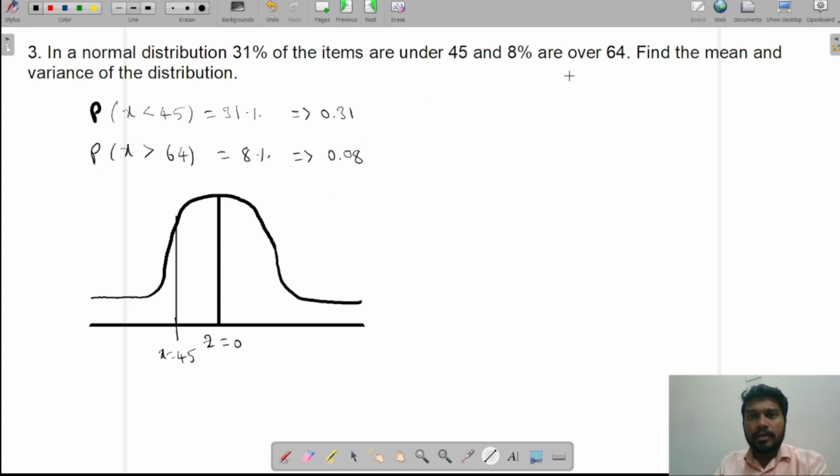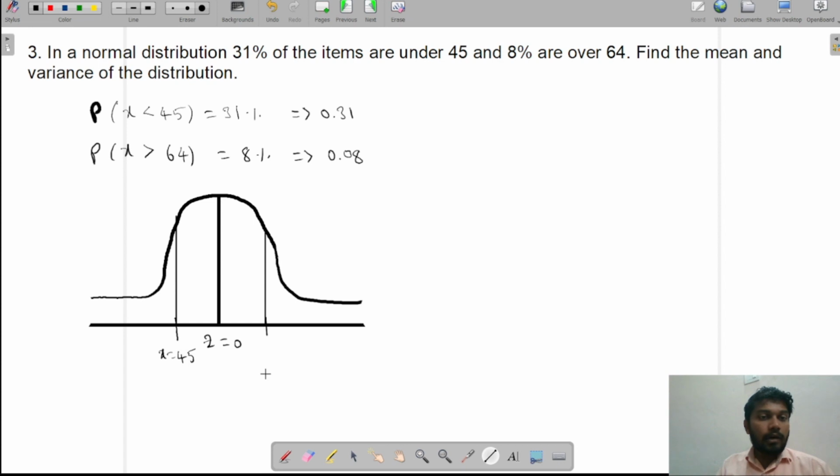Now coming to here, 8% are over 64, so that means above 64. From this word over, I'm treating 64 as towards the right side. So this will be the line of x equal to 64. Now we have identified properly where x equal to 45 is and where x equal to 64 is.